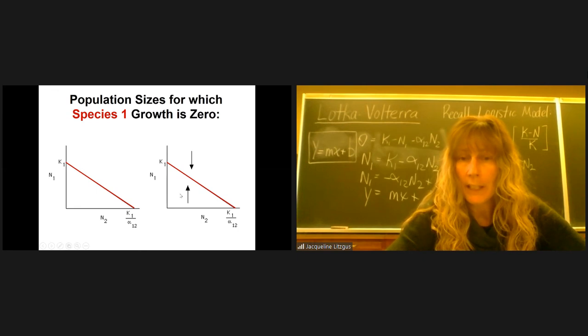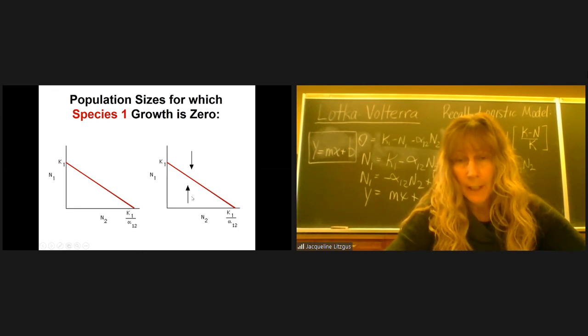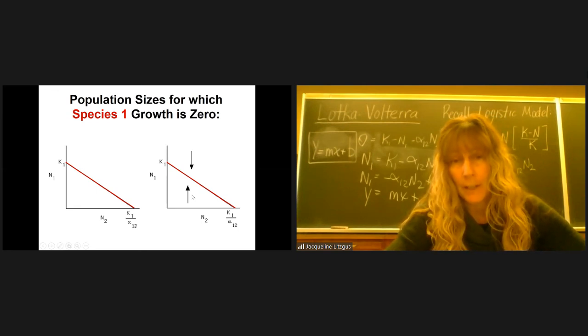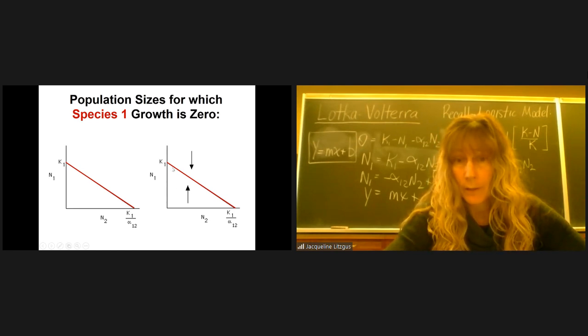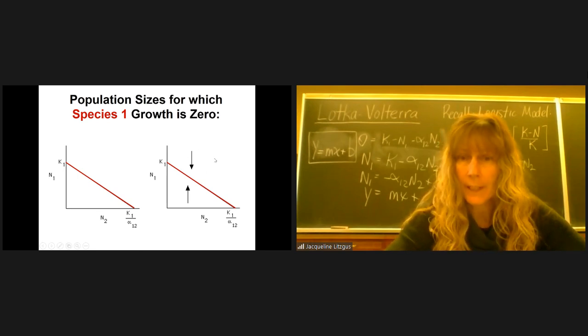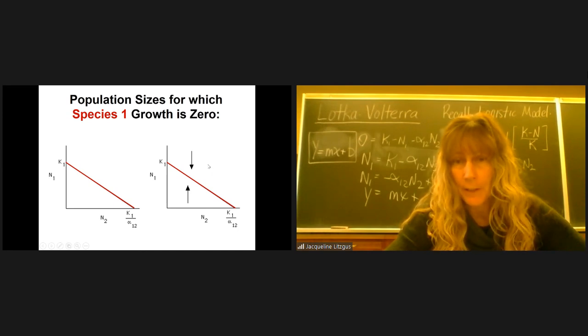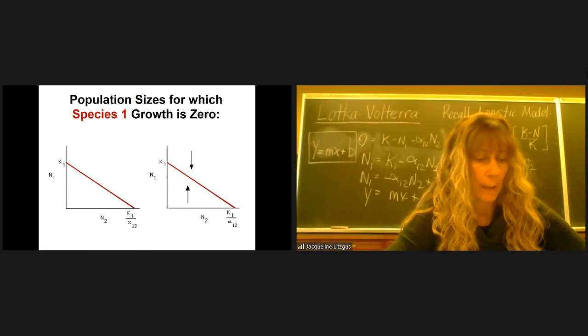That's any xy coordinate in there, is the combination of population sizes of species 1 and species 2 that are below the carrying capacity of species 1. So species 1 will grow. In this area of the state space graph, any combinations of population sizes of species 1 and 2, so those xy coordinates, are above that zero isocline, above the carrying capacity, which means population size of species 1 is going to have to come down, right? Because it's exceeded carrying capacity.